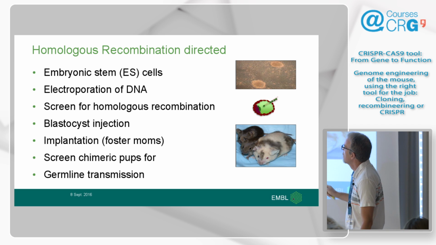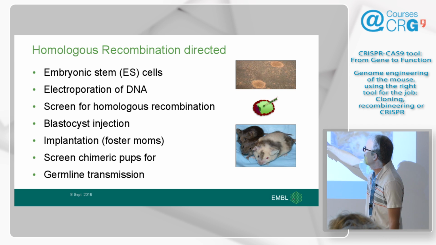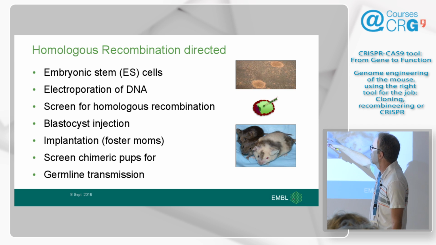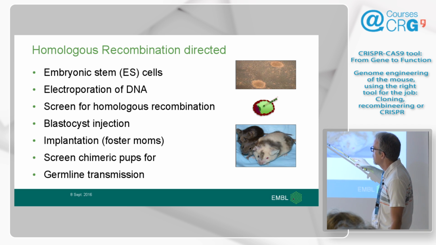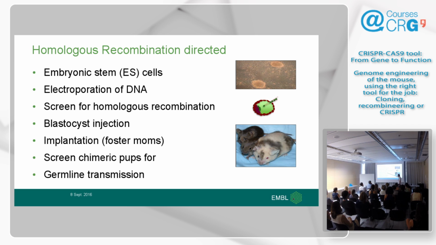It's similar. We take embryonic stem cells, we bring in DNA, I said electroporation, there's other mechanisms to do it. Get the DNA, screen for the homologous recombinants, inject those cells into blastocyst, foster moms, screen the pups, and look for germline transmission. And this is the big thing here, is whether that happens.